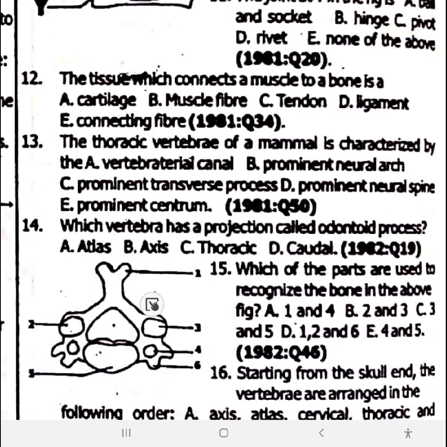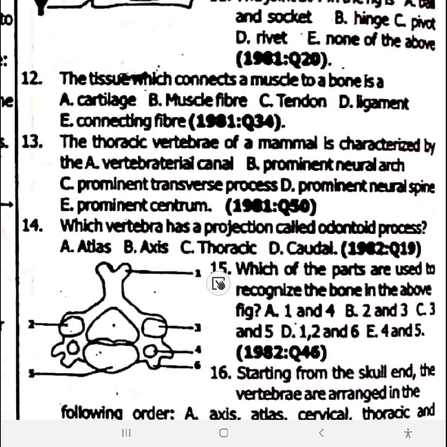13 is option D. 14, which vertebra has a projection called odontoid process? It is the axis. 14 is option B. The axis has, I said it already, the axis has the odontoid process, and the axis is the one that is carrying the atlas. So the axis comes second.